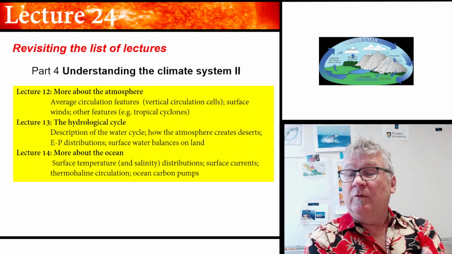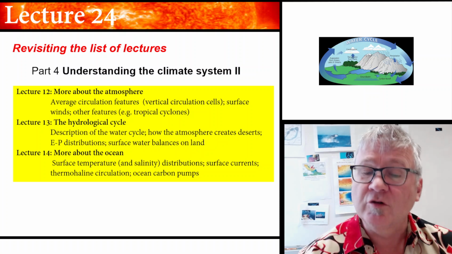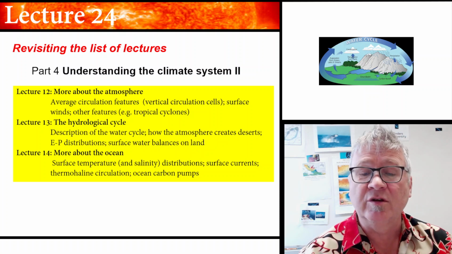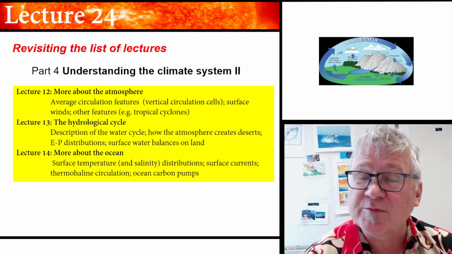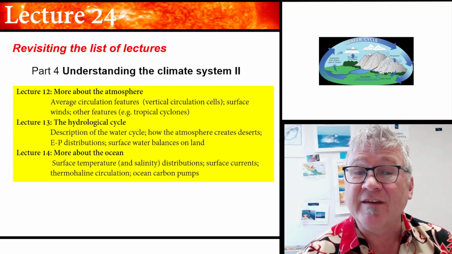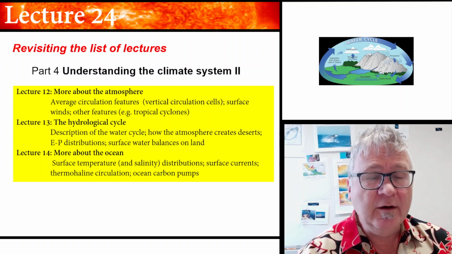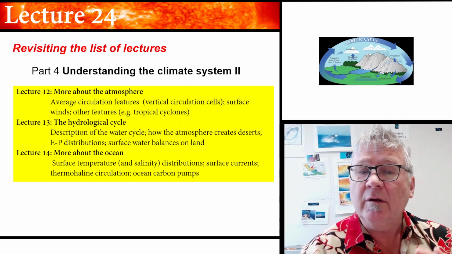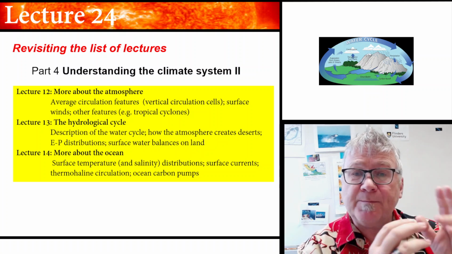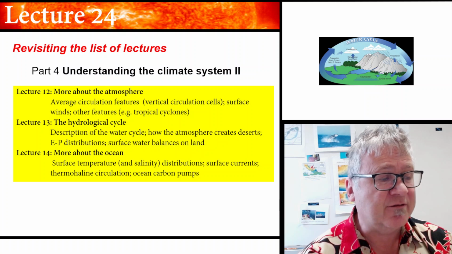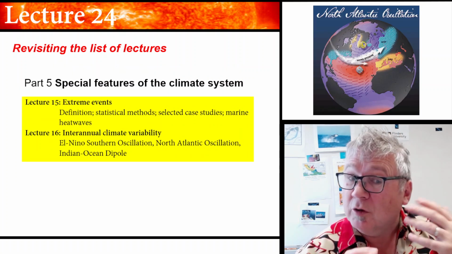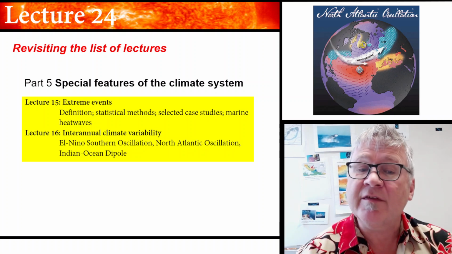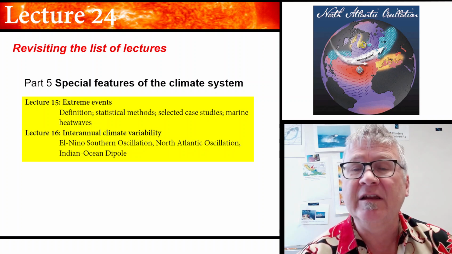Lecture 14, we discussed more features of the ocean, like surface temperature distribution, surface currents, the thermohaline circulation, and ocean carbon pumps with a link to ocean acidification. Okay, so all these basics are really required in order to understand special features of the climate system, which we looked at in part 5. One is extreme events, and the other one is interannual climate variability.